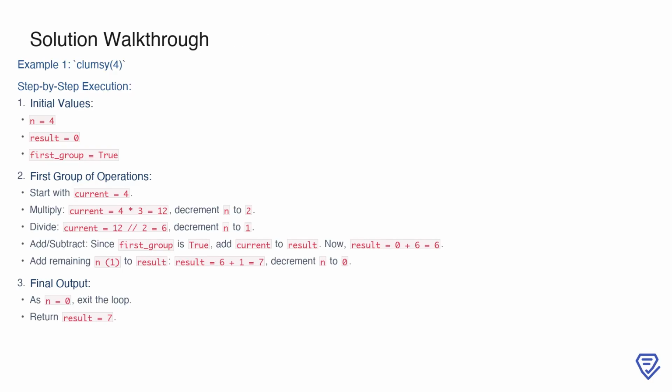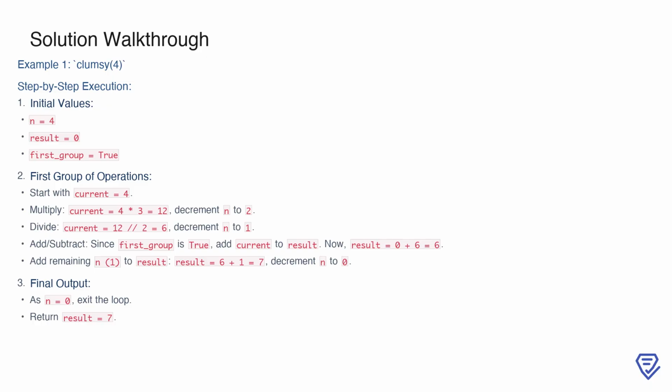To solve the clumsy factorial problem for clumsy 4, we start by initializing the variables. N is set to 4, result is initialized to 0, and a flag first_group is set to true, indicating that we are processing the first group of operations. Now, we start with the first group. The current value is initialized to 4.